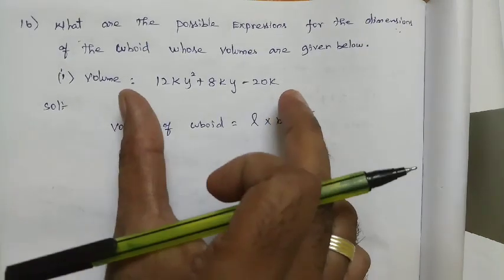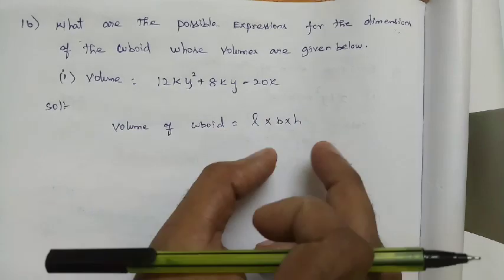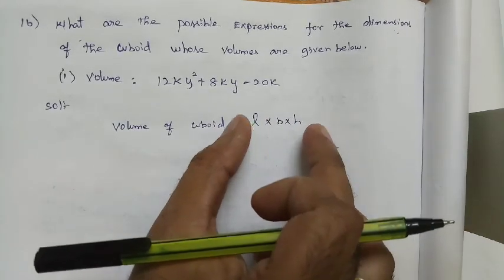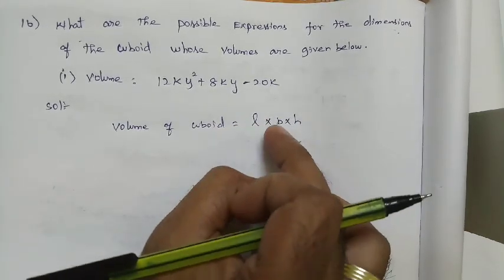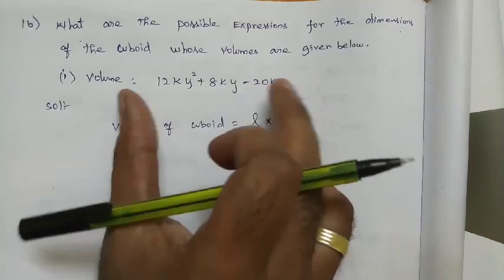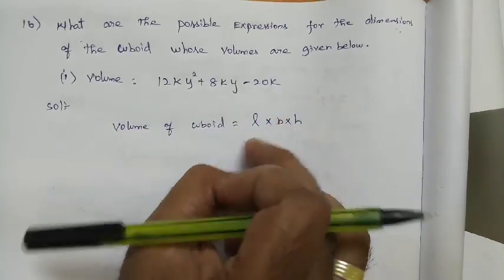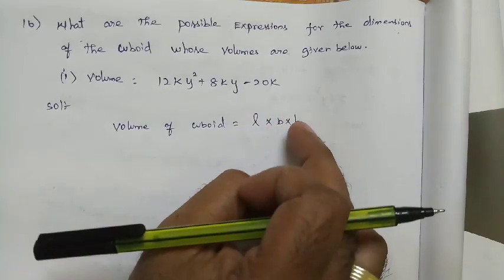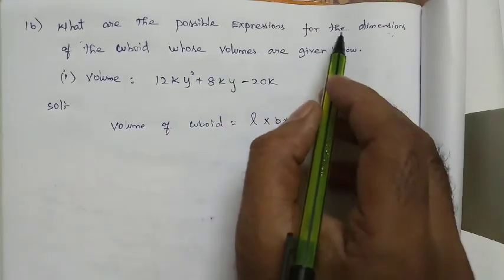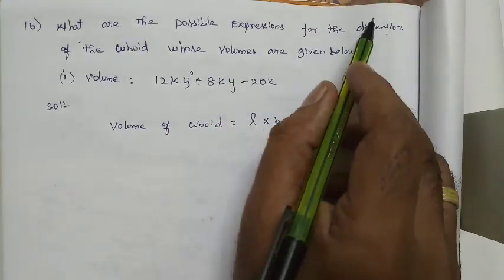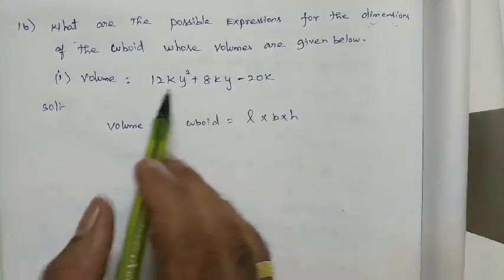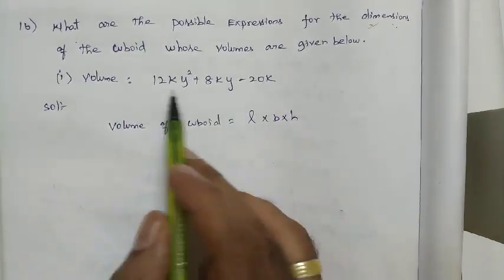So we have to write this polynomial in terms of factors, right? How many factors we want to get? Length, breadth, height, 3, right? So we have to write in terms of 3 factors. The 3 are nothing but length, breadth and height of the cuboid, right? What is meant by dimensions? Length, breadth, height, right? So we want to find the length, breadth, height. They have given the polynomial.